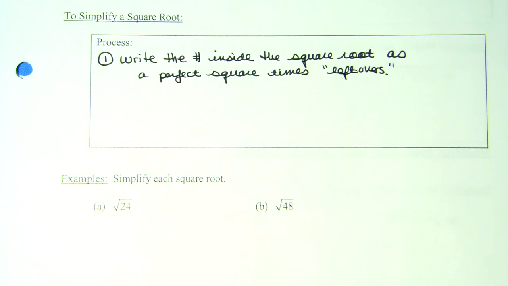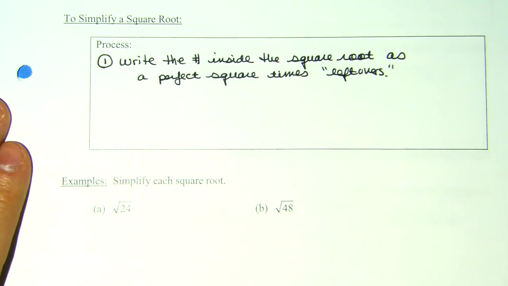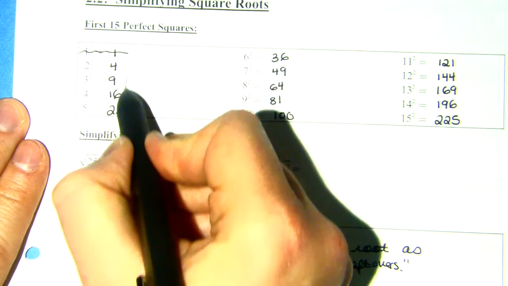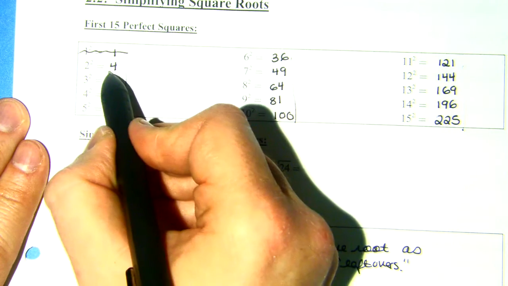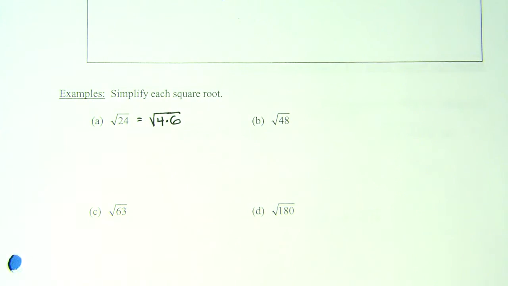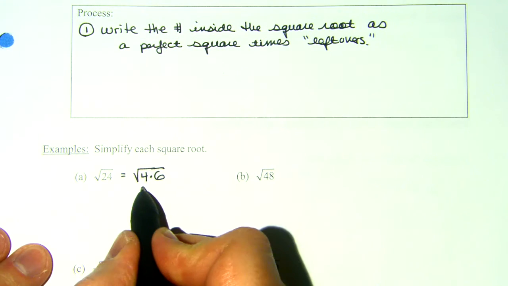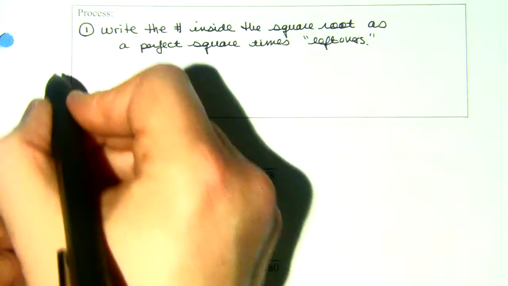The first thing I'm going to do is write the number inside the square root as a perfect square times the leftovers. Here's what I mean. Square root of 24. I want to write 24 as one of these numbers times something else. Well, I think I can say 24 is 4 times 6. So I'm going to write this as the square root of 4 times 6. Perfect square, leftovers.